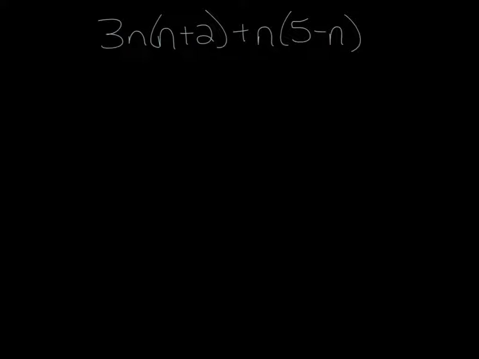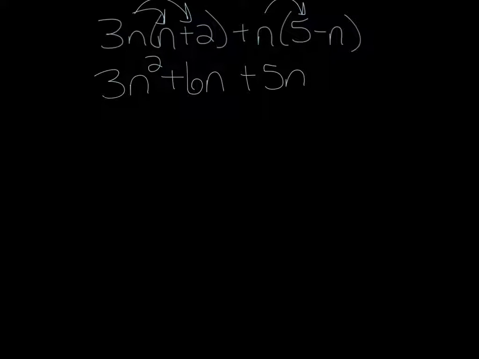This problem, I have two sets of distributive property. I have something to multiply here, and then I'm going to add it to whatever I multiply here. Multiplication comes before addition, so I have to take care of the two multiplications first. So 3n times n is 3n squared. 3n times 2 is 6n. Do it to the second set. N times 5 is 5n. N times negative n would be minus n squared.